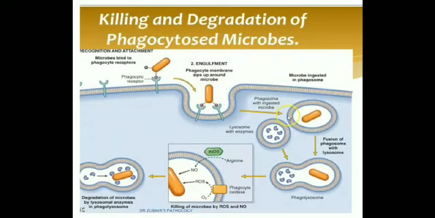Again, this is a quick review from Robbins, killing and degradation of phagocytosed microbes: recognition and attachment. The microbe binds to the phagocyte receptor, then leads to engulfment, and finally fusion of the phagosome with the lysosome occurs, and the phagolysosome is formed. It is killed by reactive oxygen species and nitric oxide, and at the end you can say finally degradation of the microbe by lysosomal enzymes in the phagolysosome is seen. So that was all from acute inflammation.